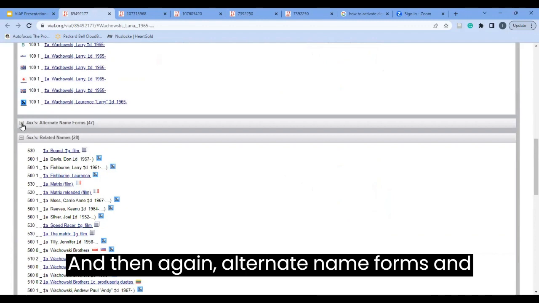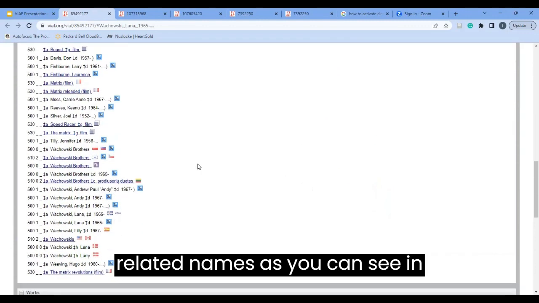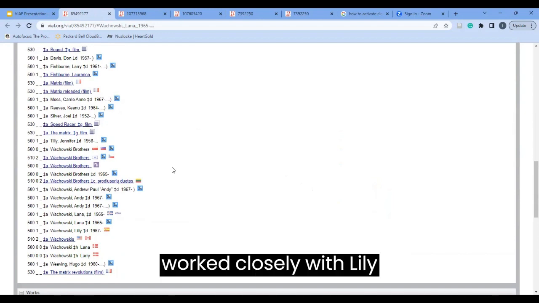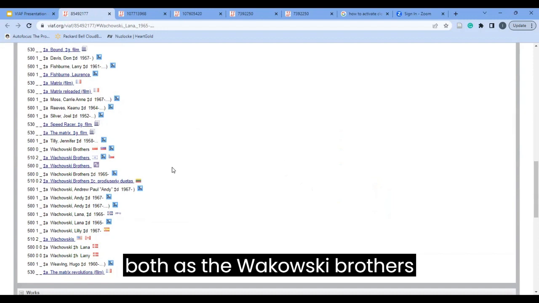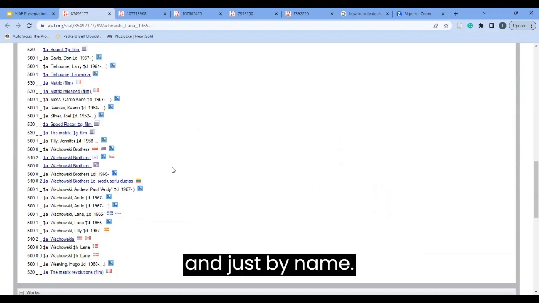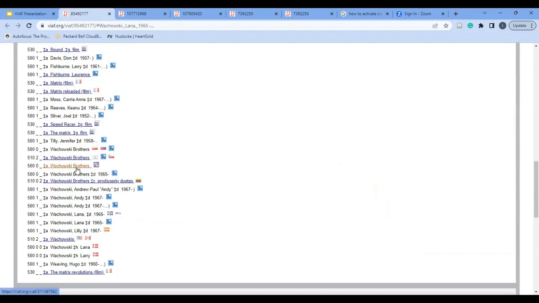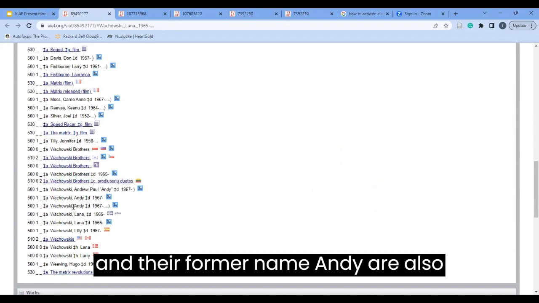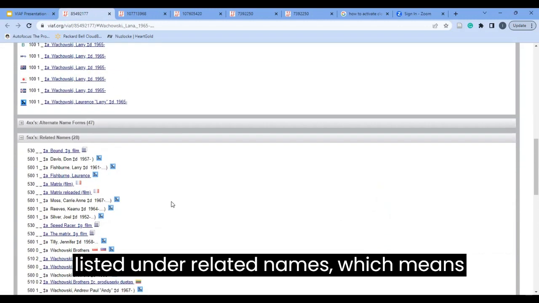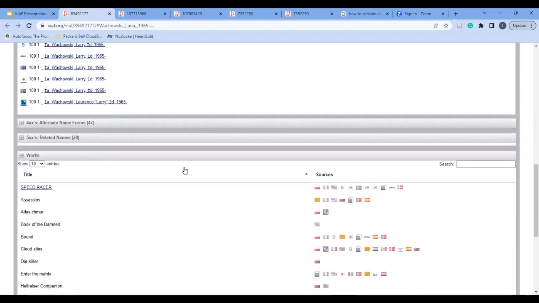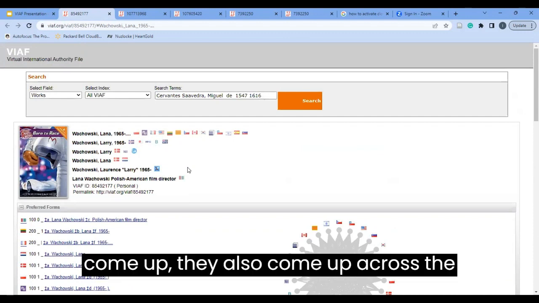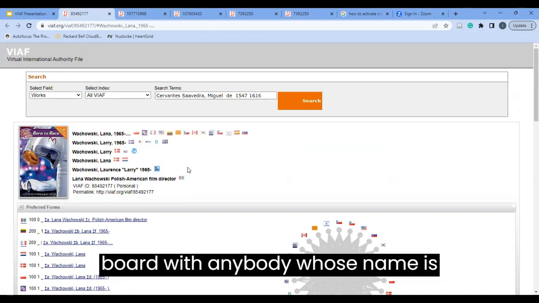And then again, alternate name forms and related names. As you can see in related names, because Lana worked closely with Lily, both as the Wachowski brothers and just by name, the Wachowski brothers and Lily and their former name Andy are also listed under related names, which means that as these issues come up, they also come up across the board with anybody whose name is connected to theirs.